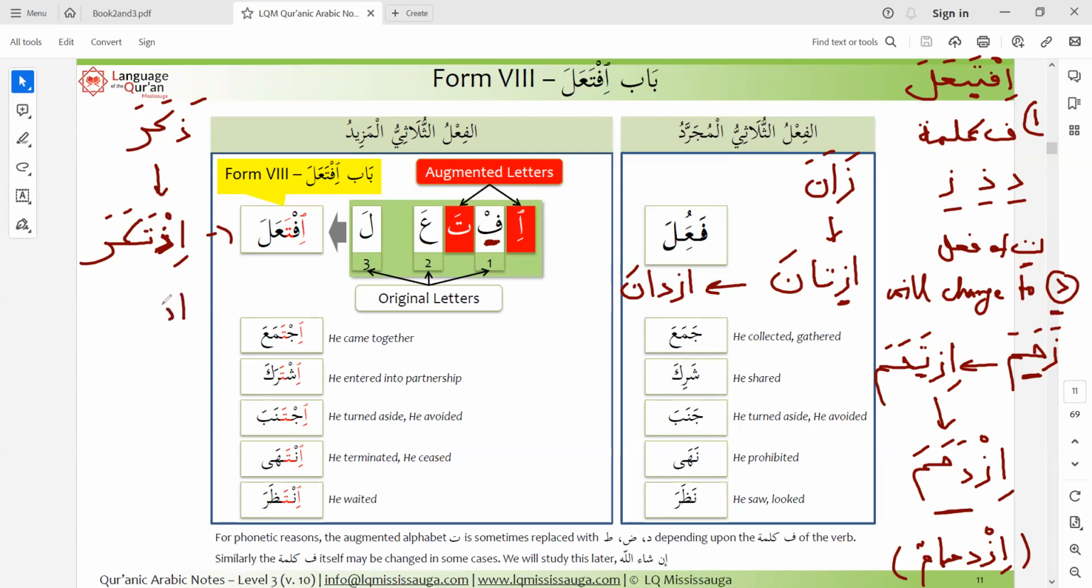What do we get is idhdakara. Okay, idhdakara. Now there are again changes that will take place since this ta was changed to dal. So there are further changes which will take place, and this dhal will again change to dal, and what we get is iddakara.